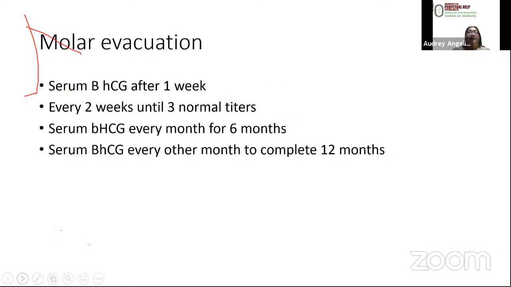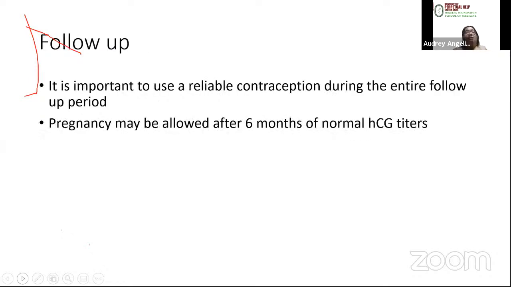So for molar evacuation, monitoring would be serum beta hCG after a week, then every 2 weeks until 3 normal titers, then every month for 6 months, then every other month to complete 12 months. Follow-up is important. Use a reliable contraception during the entire follow-up period, and pregnancy may be allowed after 6 months of normal hCG titers.